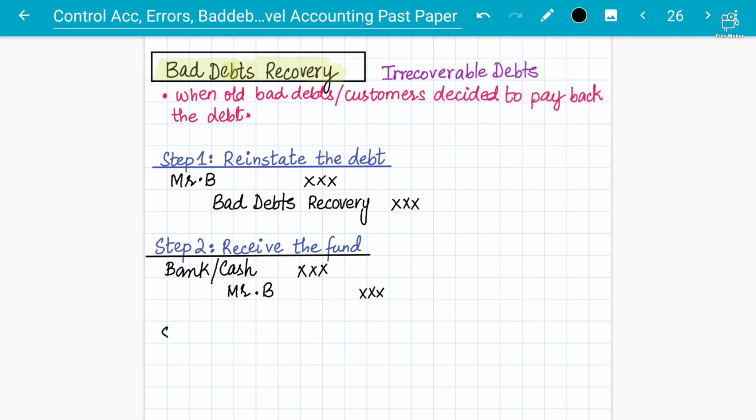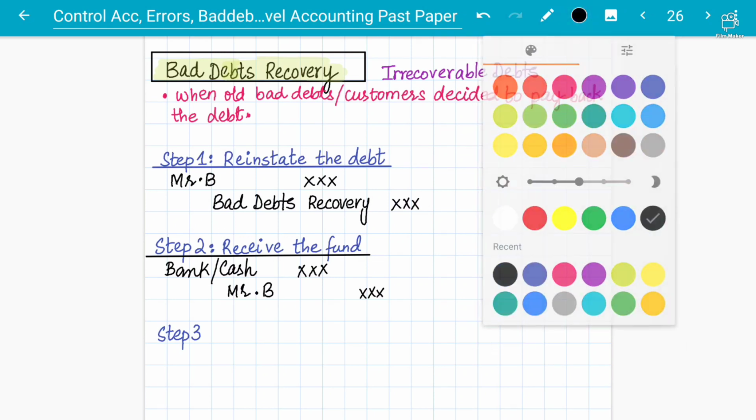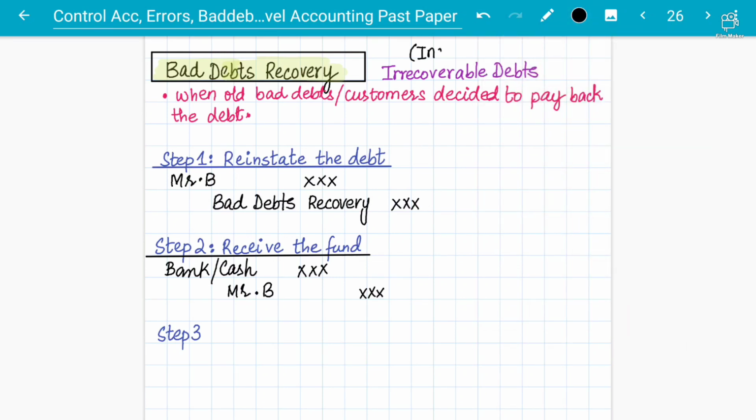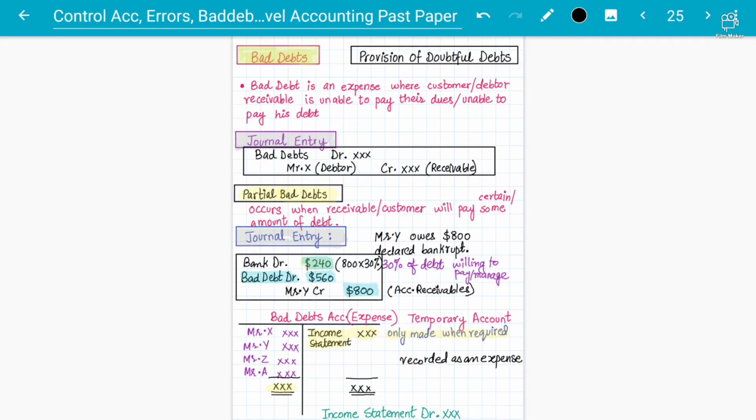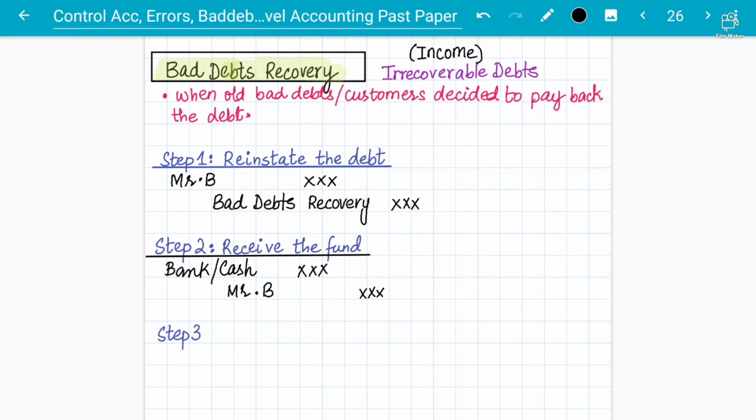And the last step, step number 3, will be simple as well: you transfer to the income statement, because this is now becoming an income account. Students need to understand that previously bad debts was an expense account, but now bad debts will become an income account as well, and that will be step number 3, that you transfer that to the income statement. That is a very important understanding here, and this time it will be written as an income. This will be the very important adjustment and the effect as well.